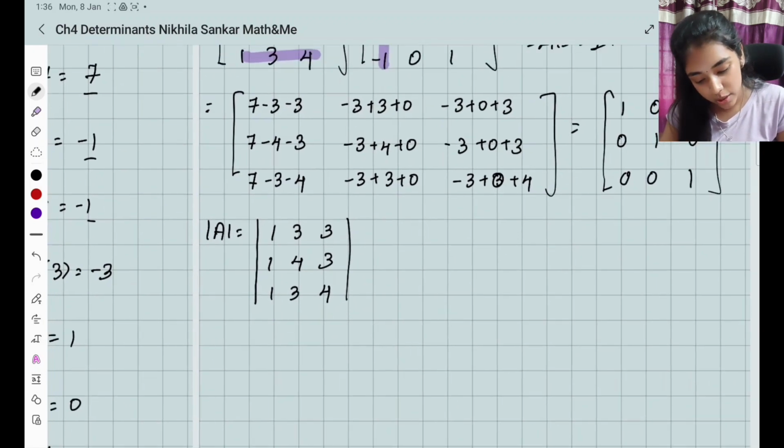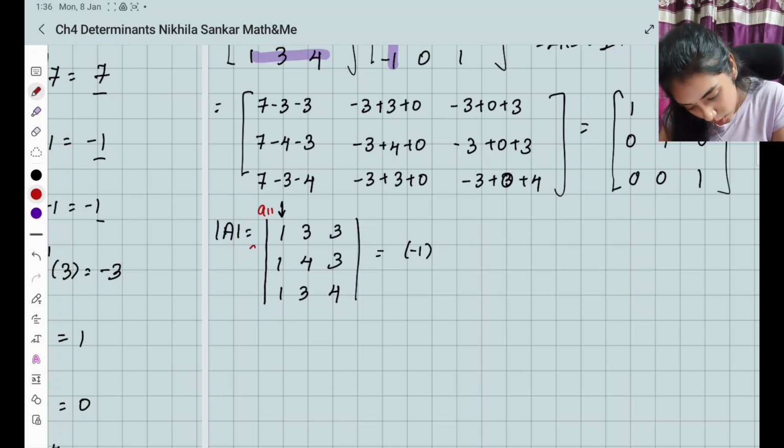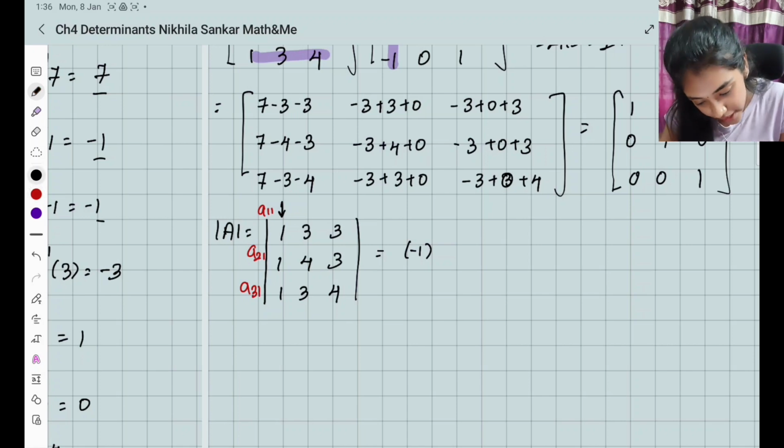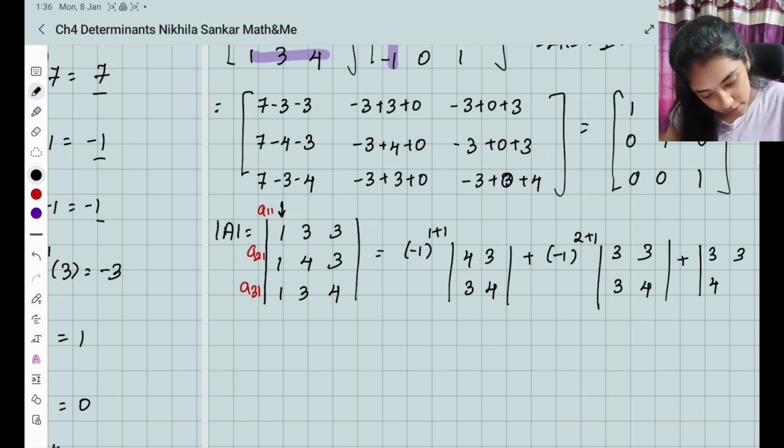Okay, so to find its determinant I'm going to do it along row 1. So this is going to be minus 1 to the power, what elements are here? A11, A21, A31, correct? So this is going to be minus 1 to the power 1 plus 1, 1 into the determinant 4 3 3 4, correct? Then plus minus 1 to the power 2 plus 1, determinant is going to be 3 3 3 4. Then plus 1 times, last row, 3 3 4 3. Understood? We have seen how to take the determinant all this time.